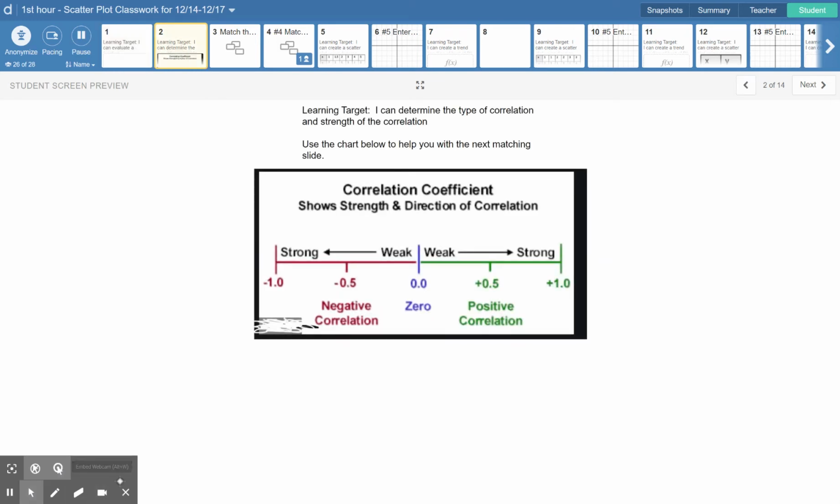Now this is the chart that you should pay attention to for the third and fourth slide. We're talking about correlation coefficient. So negative 1 to 1. The closer to 1, the stronger it is. Closer to negative 1, the stronger a negative correlation can be.